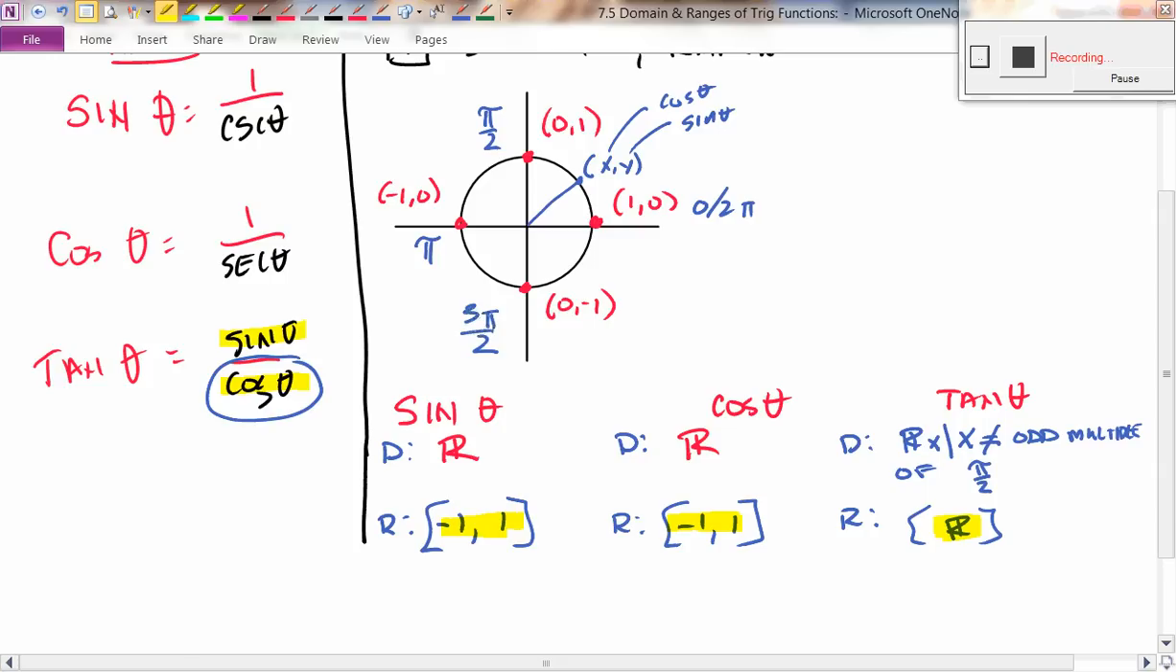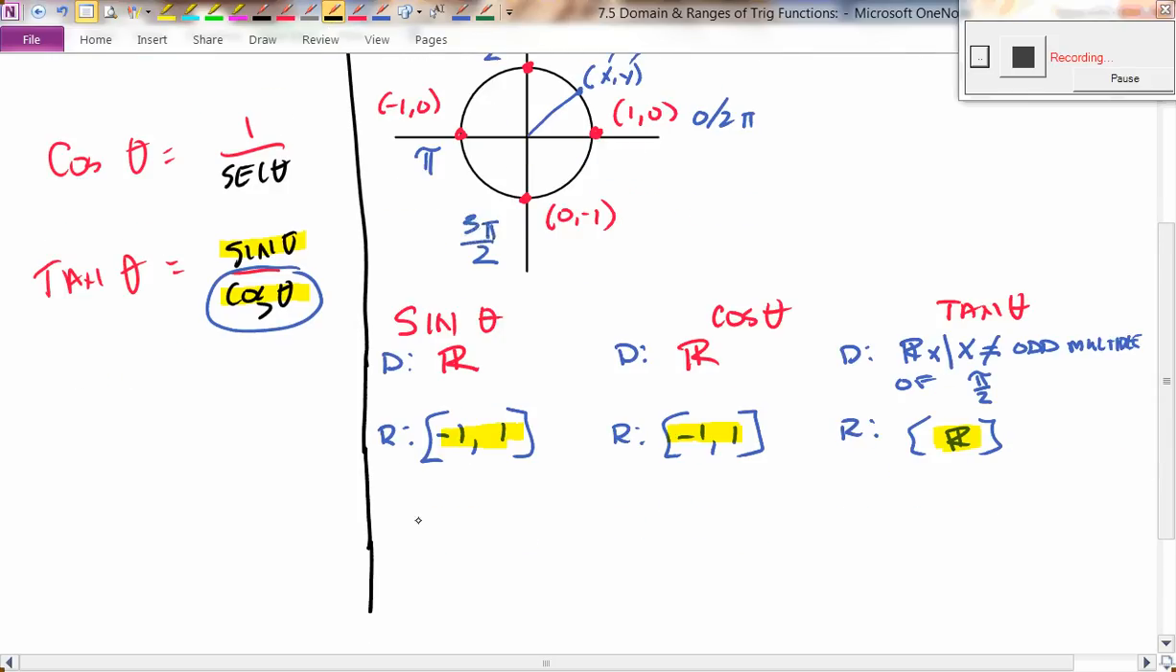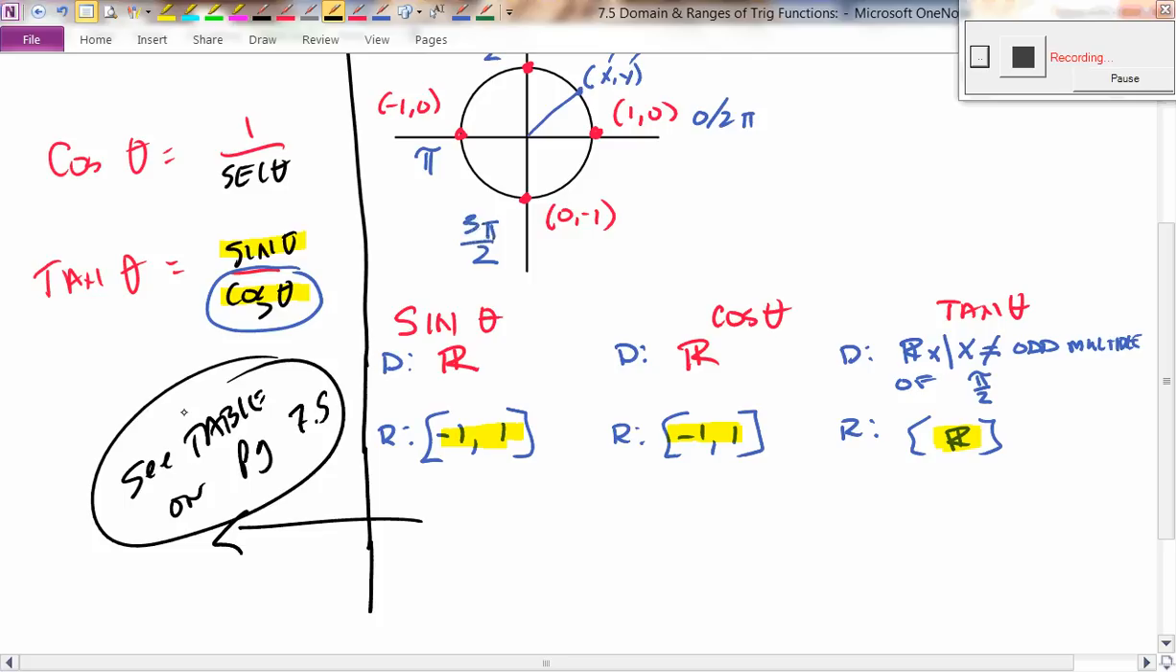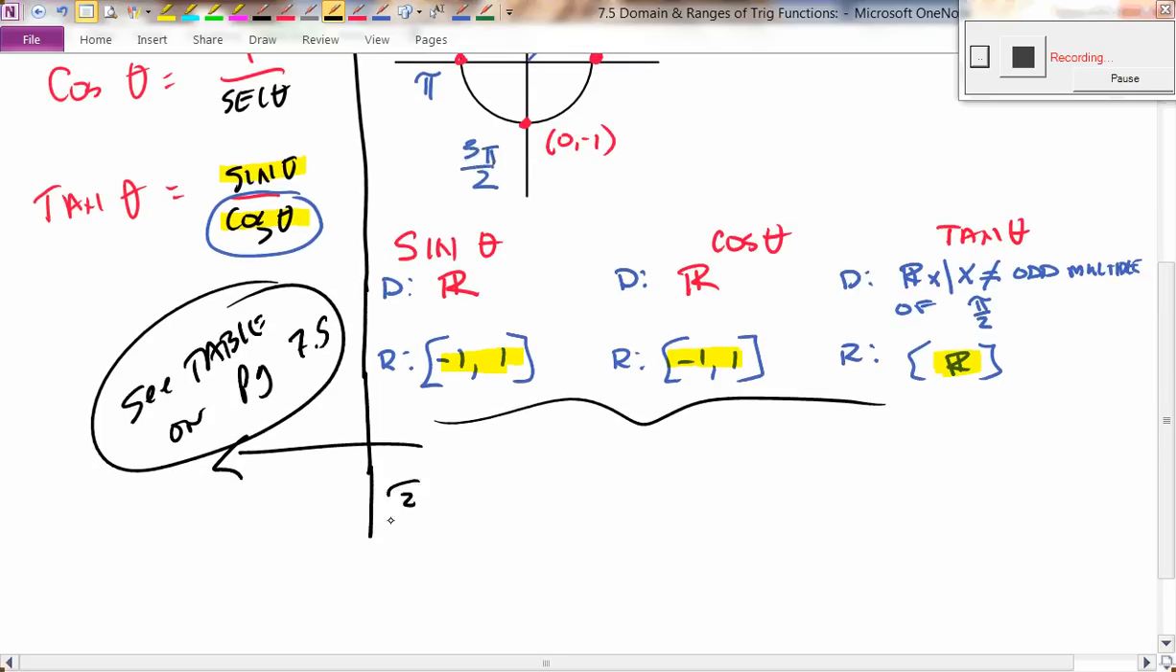There's a great table in your book, so I'm going to make a reference to that right here. See the table on page, I don't know what page it's on. Chapter 7.5. Okay, there's a really good table that tells you all this good information. I just want to develop these 3 with you. All right? Because I want to move on to something else. I want to move on to even and odd functions.